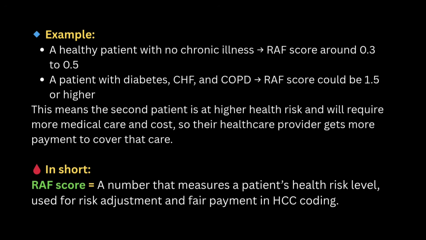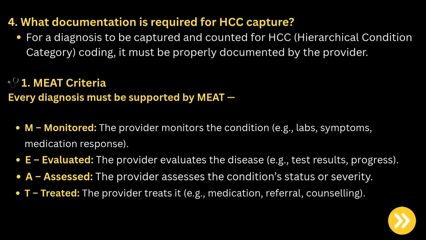Example, for a healthy patient with no chronic illness, the RAF score is around 0.3 to 0.5. For a patient with diabetes, CHF and COPD, the RAF score would be 1.5 or higher. This means the second patient is at higher health risk and will require more medical care and cost, so their healthcare providers get more payment to cover that care. RAF measures the patient's health status.